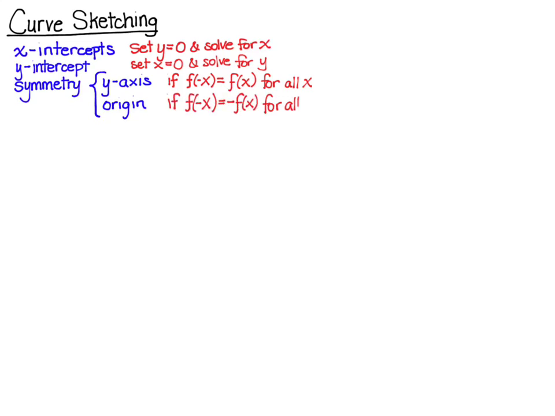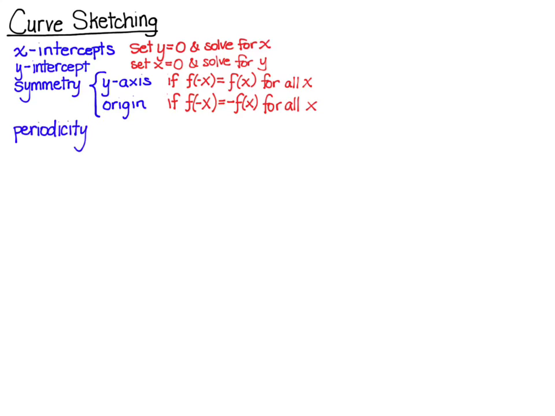My graph will have origin symmetry if f of negative x equals negative f of x for all x. In other words, if we can rotate the graph about a skewer along the line y equals x and get the same graph back.